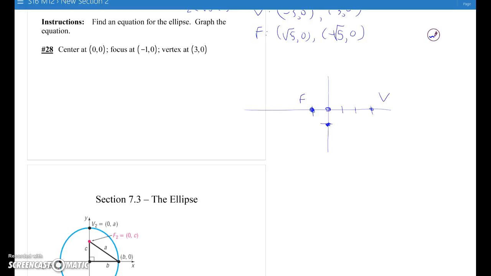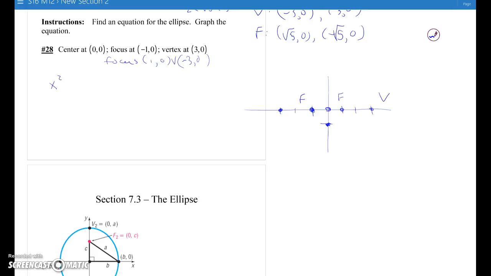So this is a vertex and this is a focus. Negative 1, 0. So because of all the symmetry of the ellipse, we know there's also a focus at 1, 0. So if there's a focus at negative 1, 0 and the center's at the origin, by symmetry we know there's another focus at 1, 0. And then if we have one vertex at 3, 0, the symmetry of the ellipse tells me I'll also have another vertex at negative 3, 0. So we know we have the symmetry of the ellipse working for us here.